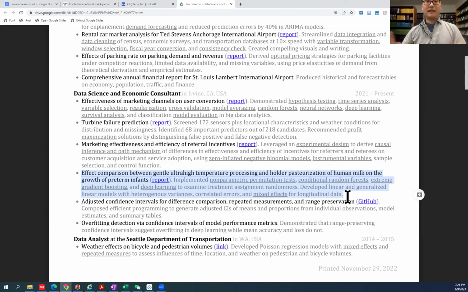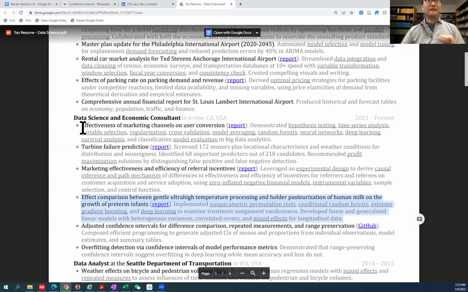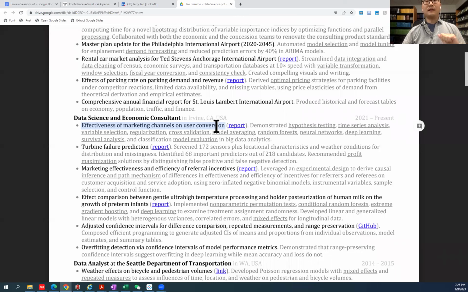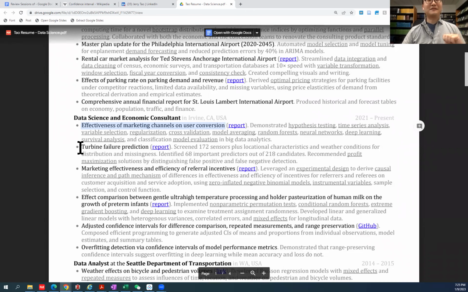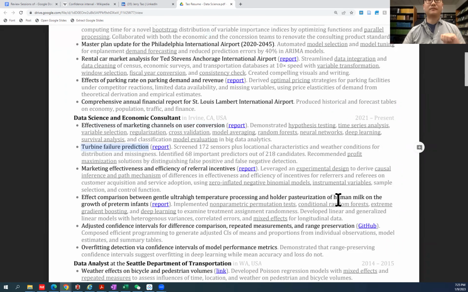So I applied statistical learning, through what I learned in courses and what I learned myself, in a variety of different projects, including some marketing channels on user conversion of Redfin for this particular study, which is a real estate transaction platform. I also made a study about turbine failure prediction, which is a categorical analysis of classification problems.